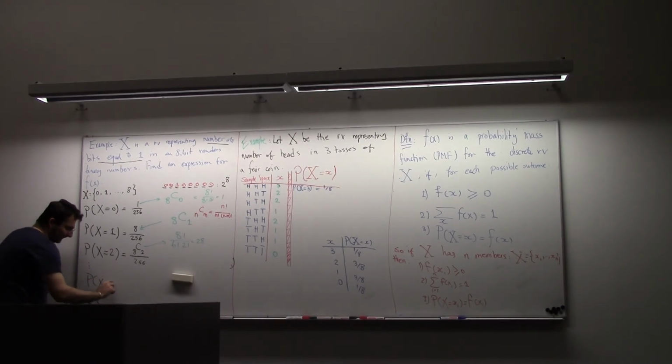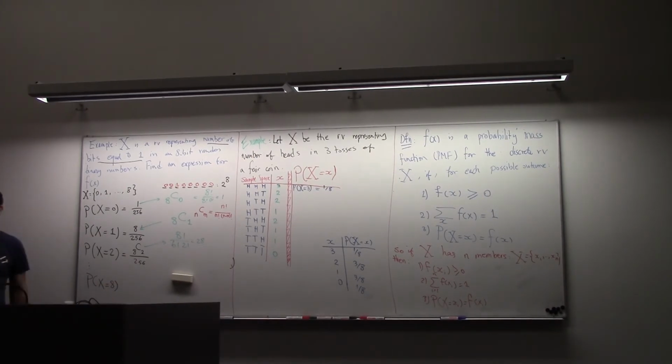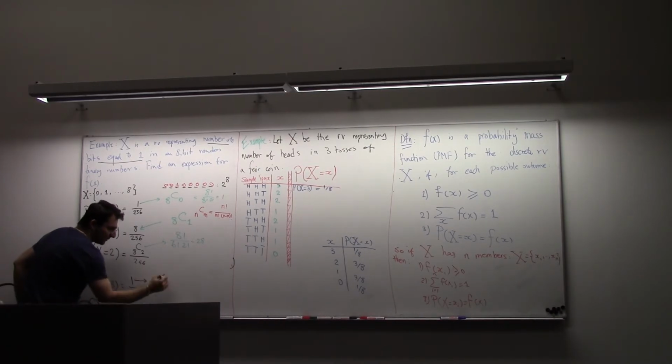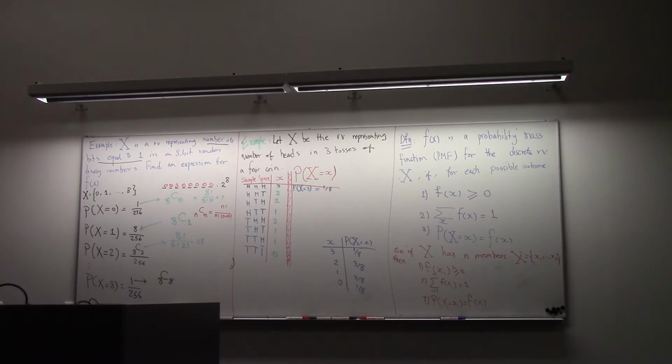Now, what about 8? How many ways can I have all the bits to be 1? Only one way. And we know that this 1 is also the result of the combination of 8 over 8.